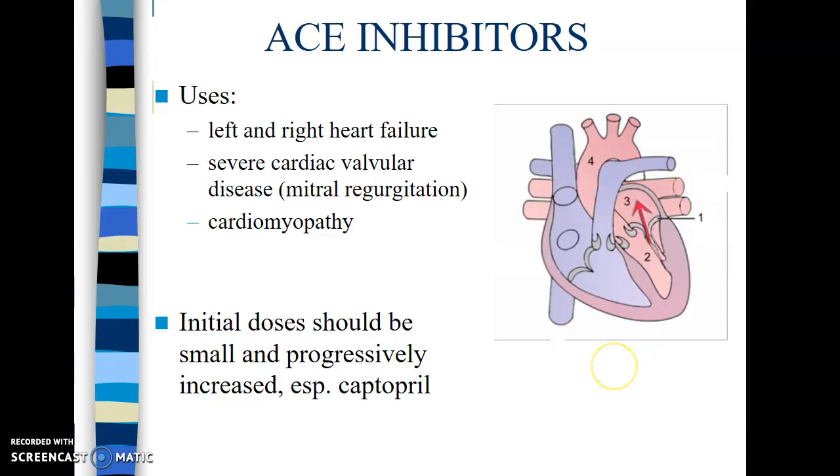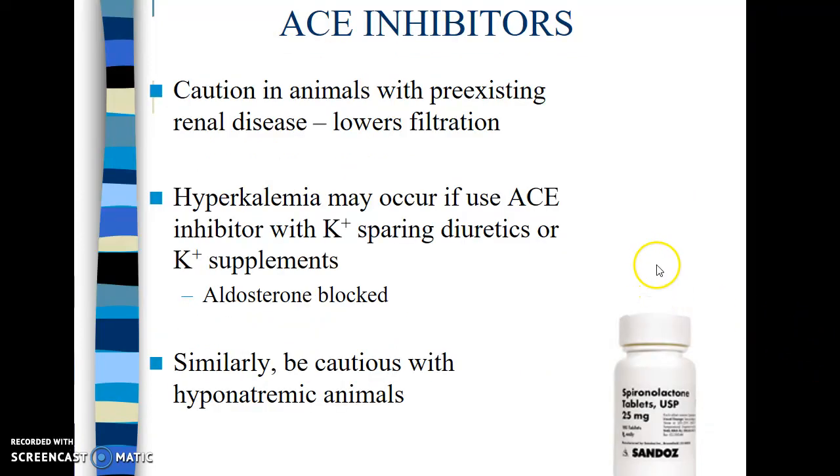So we want to be careful, just like any vasodilators, in giving this, that we may see syncope or lethargy from an animal being given this because of low blood pressure. Captopril is particularly good at producing this sign. So we start off very low doses with captopril in particular. We want to be careful in animals that have renal disease because this is going to decrease the blood filtration through the kidneys. And so some veterinarians are very, very cautious in using ACE inhibitors with animals that have renal disease.